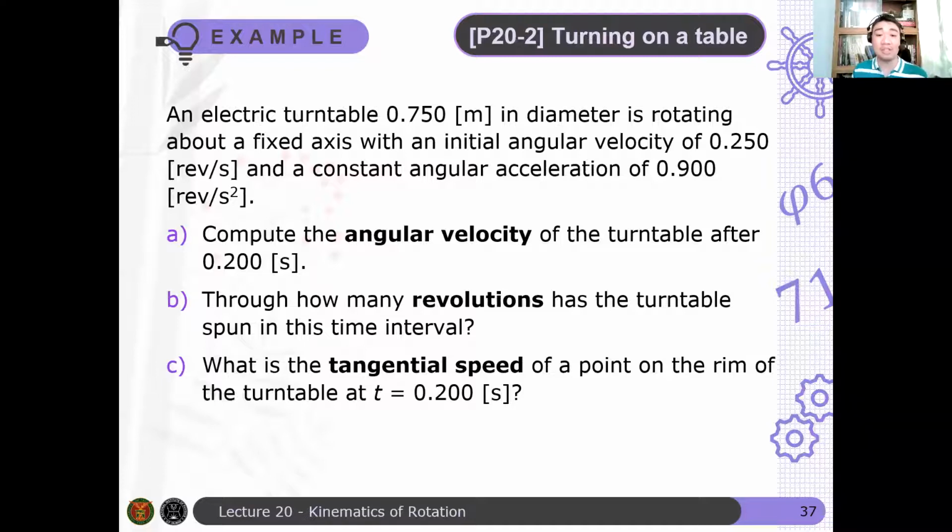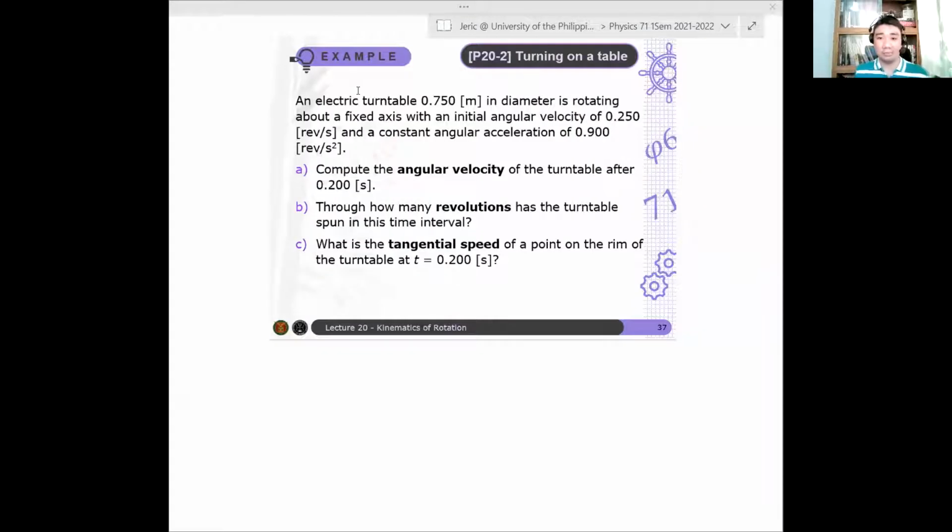And then letter C: what is the tangential speed of a point on the rim of the turntable at t equals 0.200 seconds? So I'll give you maybe a minute to solve this problem, and I'll show you the solution after. Okay? Okay, so 2 minutes have elapsed to solve this problem.